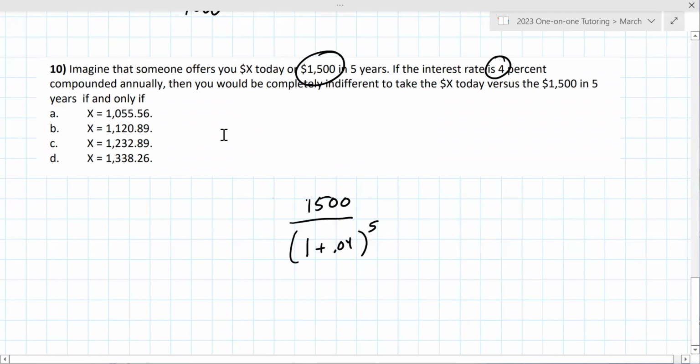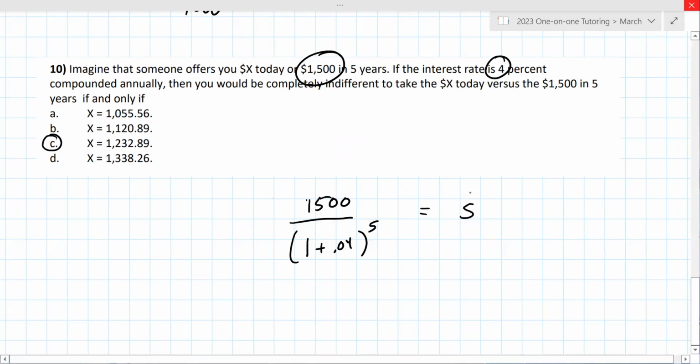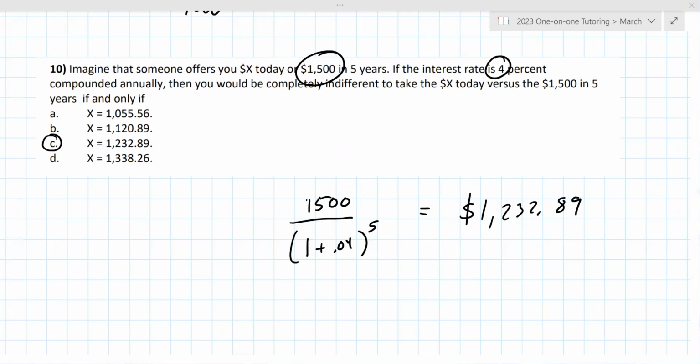And so I can do, you get 1,232.89. Yes. Cool. So that's like your break even. Yeah, you'd have to get at least that much today for it to be worth doing. Got it. Okay. That's simple enough.